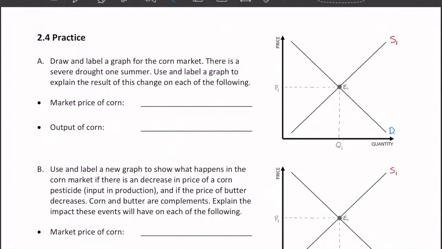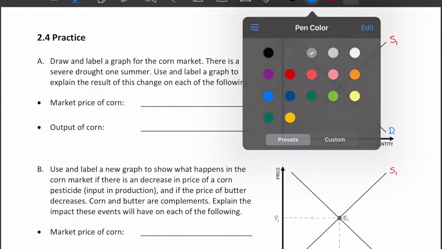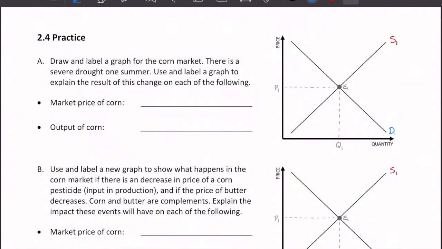So first and foremost, like any good economist, we want to label our graph. And so I've already gone ahead and labeled my graph as we saw how to do in 2.3 with P1, Q1, E1, D1, S1, all that kind of stuff. Now what we want to do then is explore what's going on in this problem. So if you notice, it says we want to draw and label a graph for the corn market. There's a severe drought one summer. So what we want to do is focus in on this idea that there is a severe drought one summer, and we want to understand what that is going to do to either our supply or our demand curve. Well, as we had talked before, weather is typically something we refer to as a supply shock.